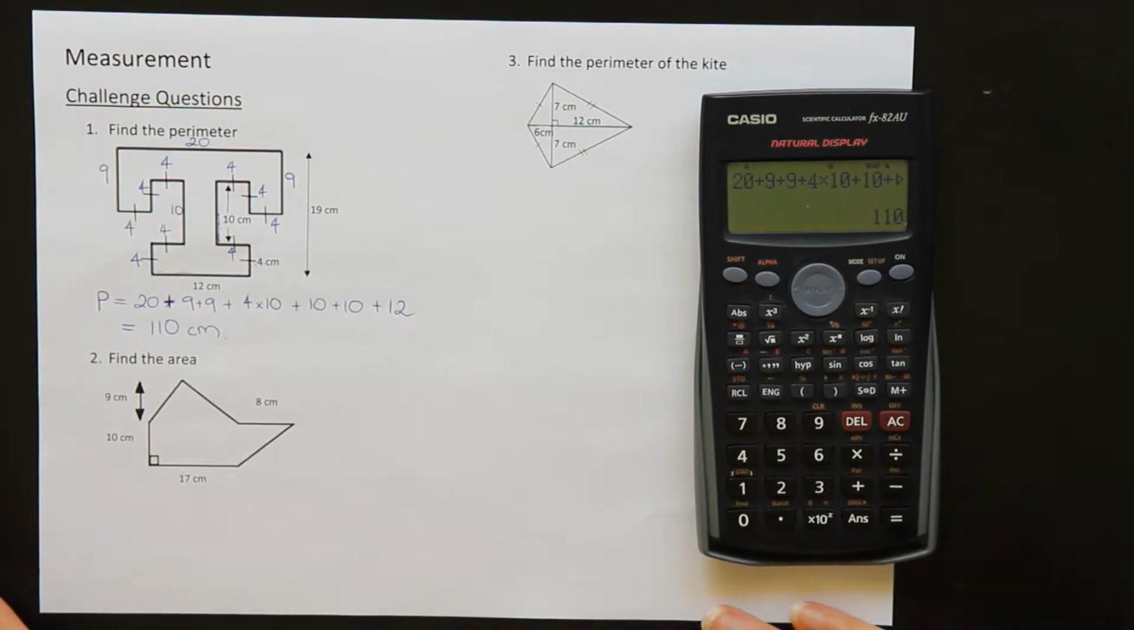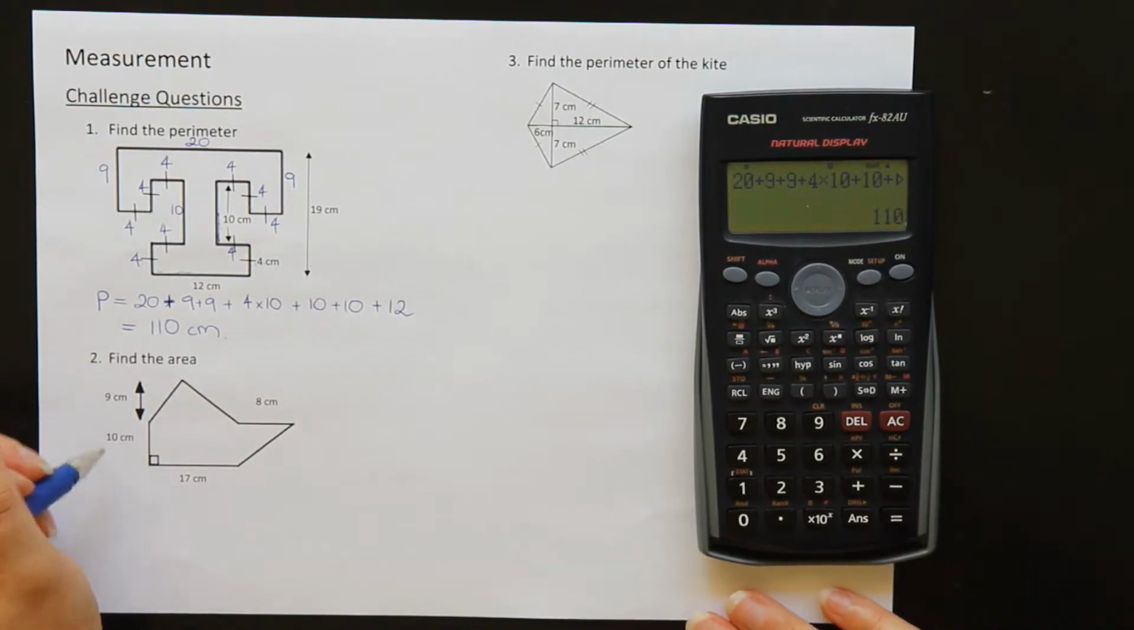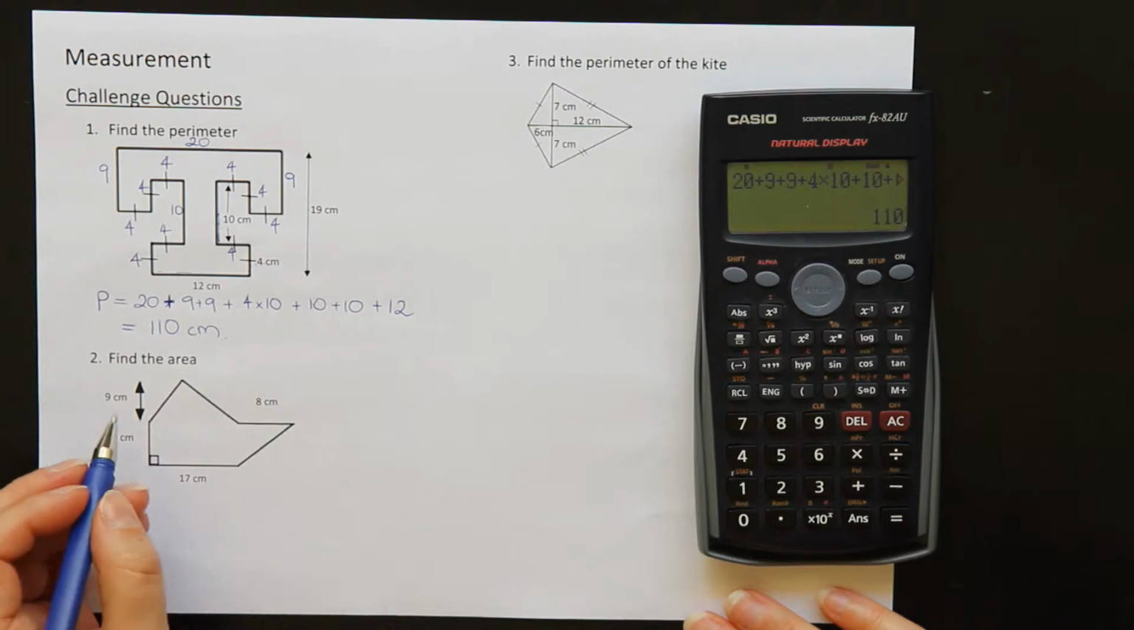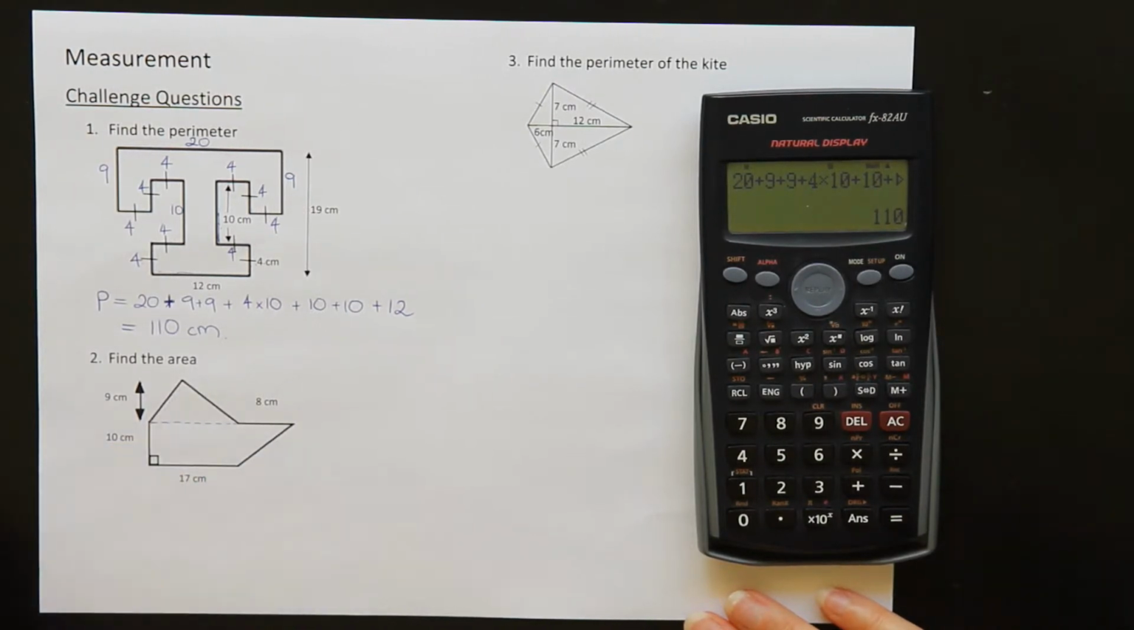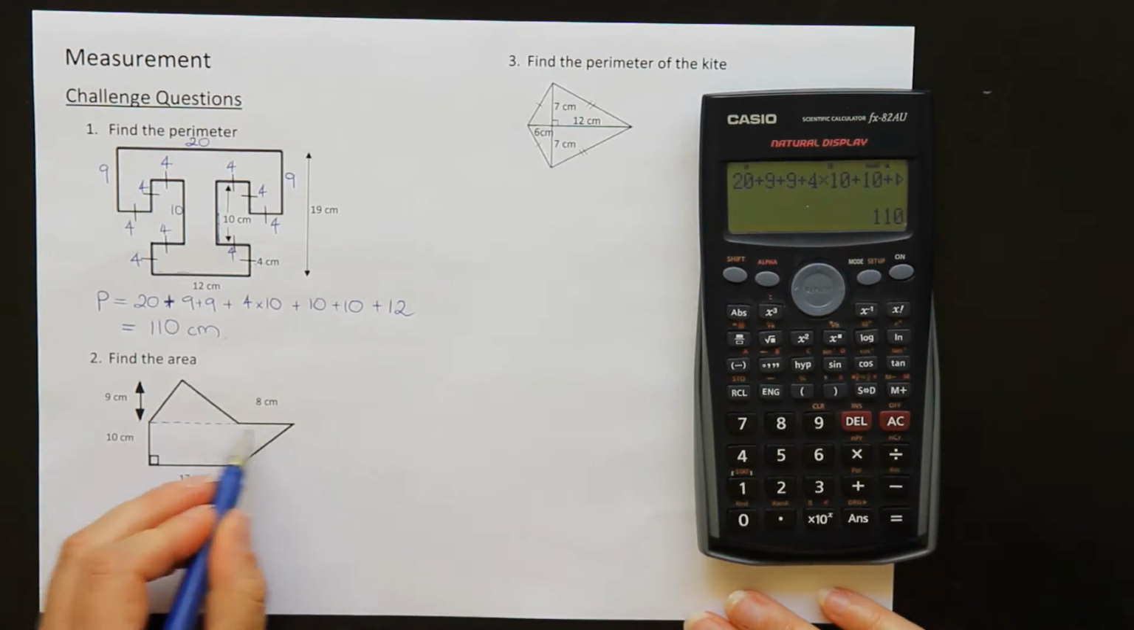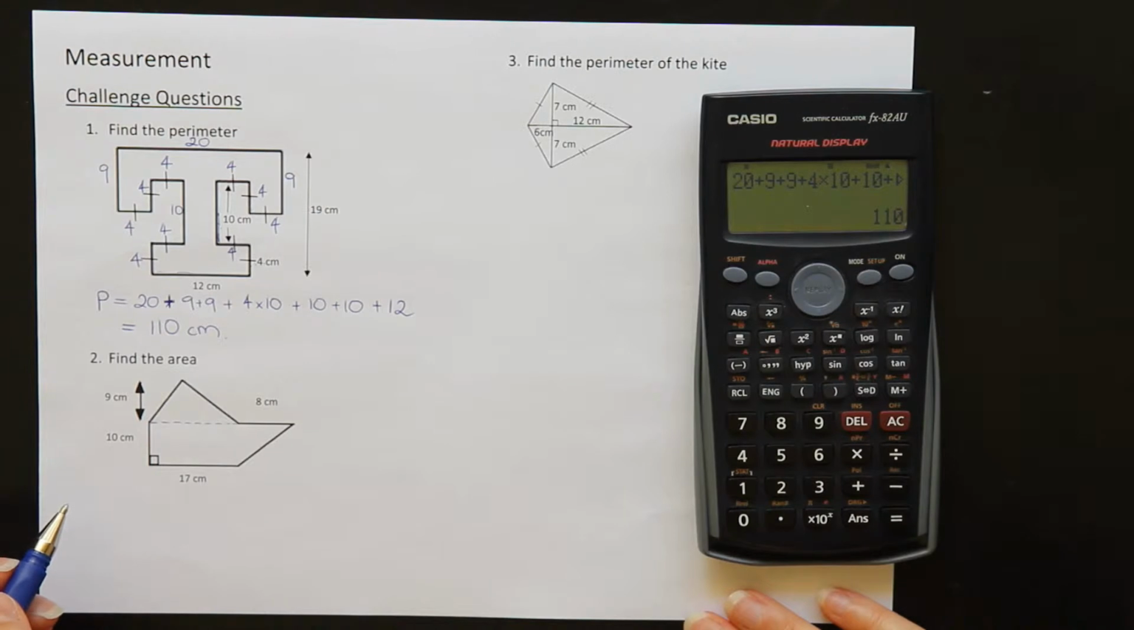Okay, let's have a look at question 2. It says find the area. Okay, well what shapes can we cut this into? Shapes that we know the area of. If I cut it across here, I have a triangle. We know how to find the area of a triangle. And this shape on the bottom is a trapezium.